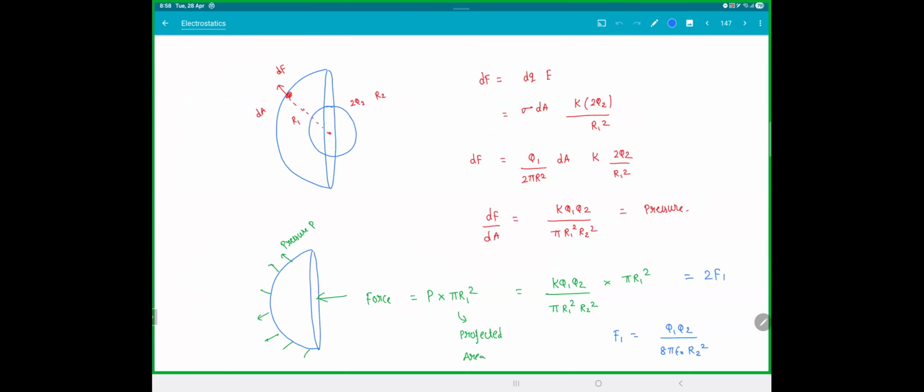And then I said, due to this 2Q2, I found the field on the surface, I found the force, I divided by area, I got a pressure. Then I went to fluid mechanics and said this pressure into projected area is the force. That should be 2F1 and you're done.